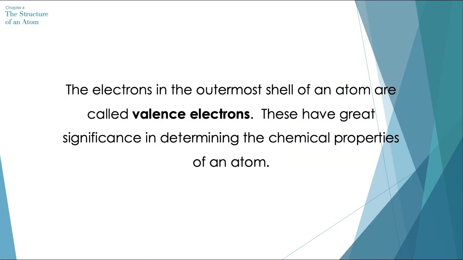The electrons in the outermost shell of an atom are called the valence electrons. These have great significance in determining the chemical properties of an atom. We shall see how these valence electrons help in bonding and determine how atoms join together afterwards in other chapters.